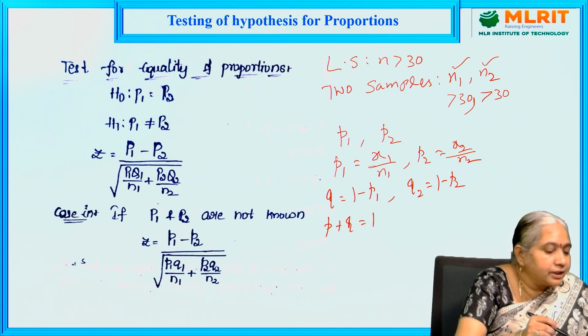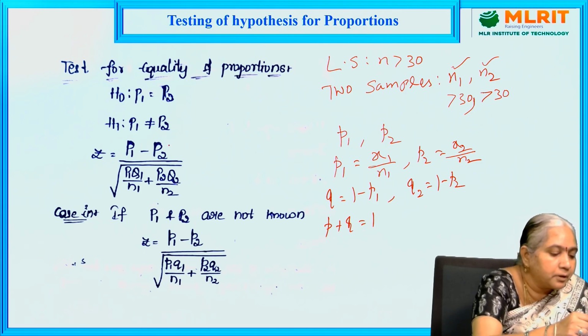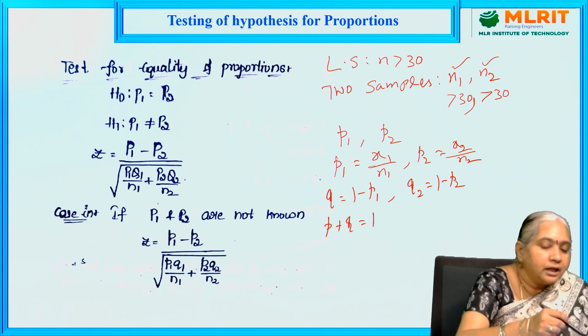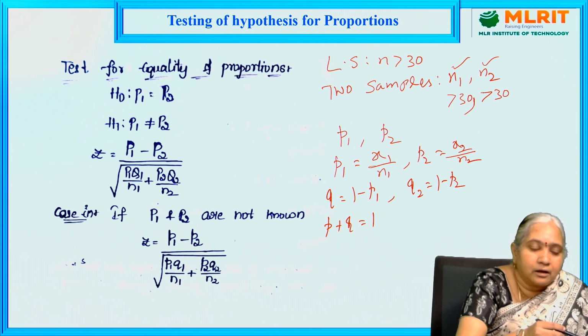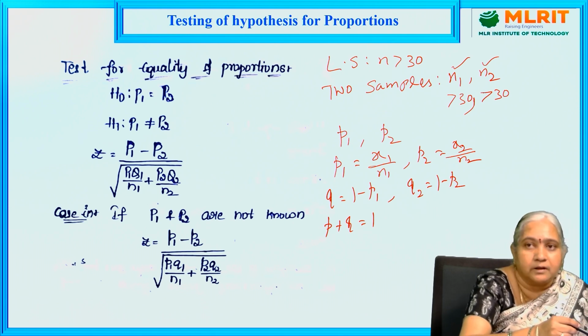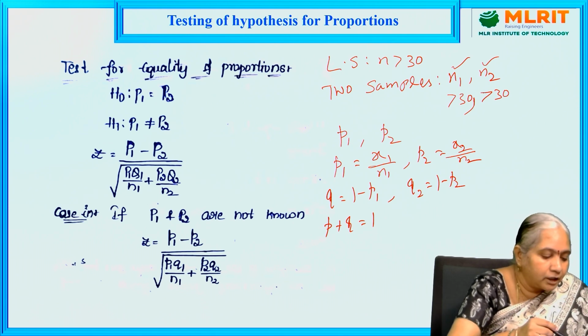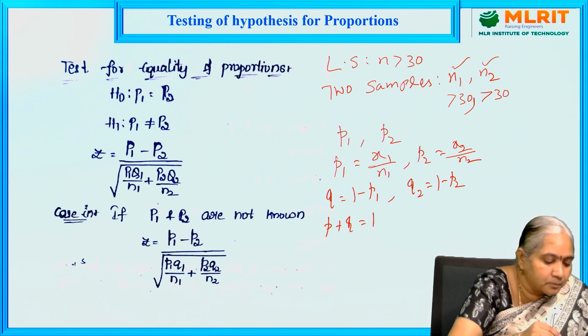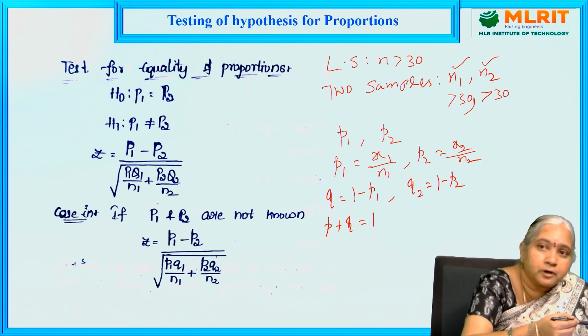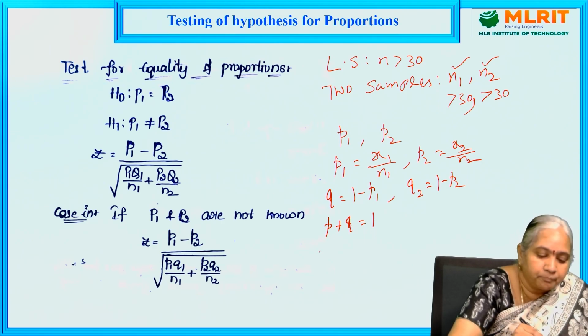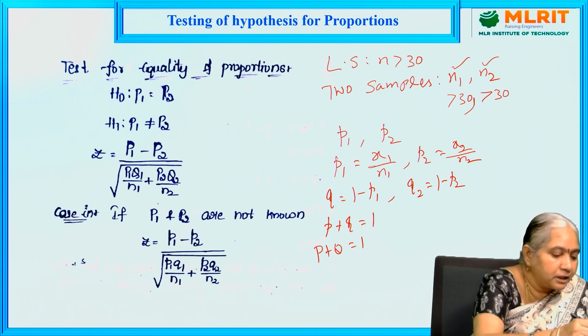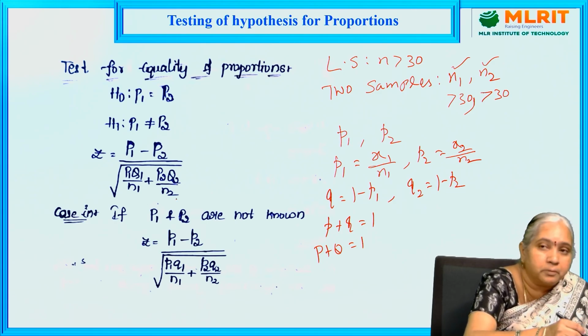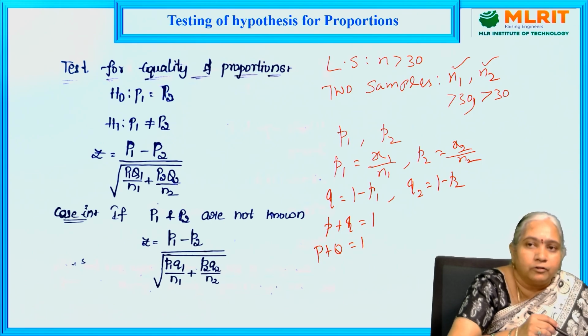The test statistic is Z equal to p1 minus p2 divided by the square root of p1 q1 by n1 plus p2 q2 by n2. We choose the formula according to the data given in the question. If sample proportions are given, we take small p1 q1 and small p2 q2. If population proportions are given, then we consider capital P plus Q equal to 1, so P1 Q1 by n1 plus P2 Q2 by n2. According to the given data, we apply the appropriate formula for the test statistic.